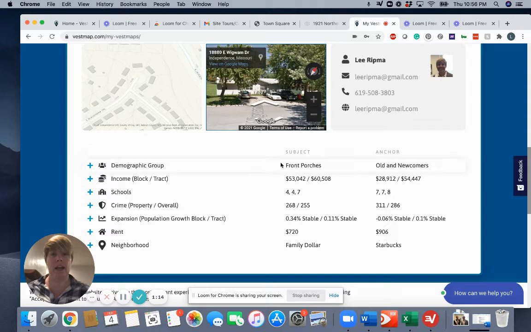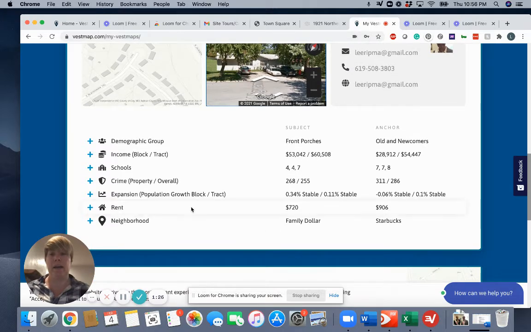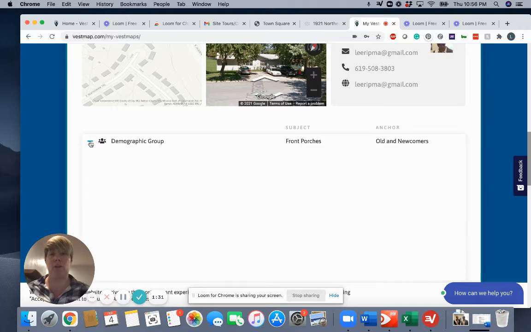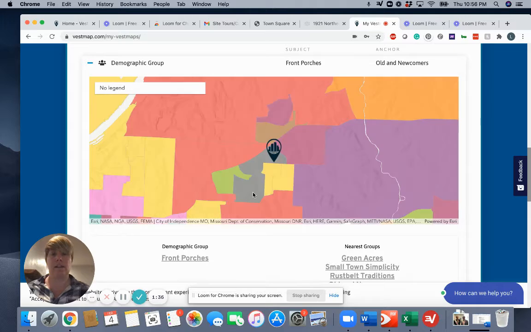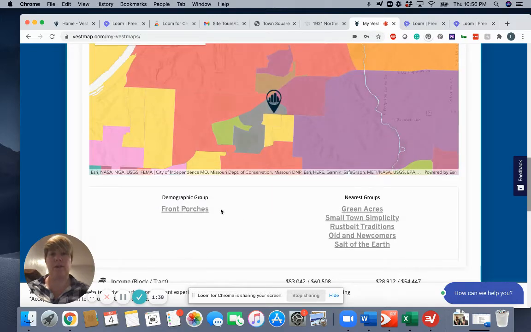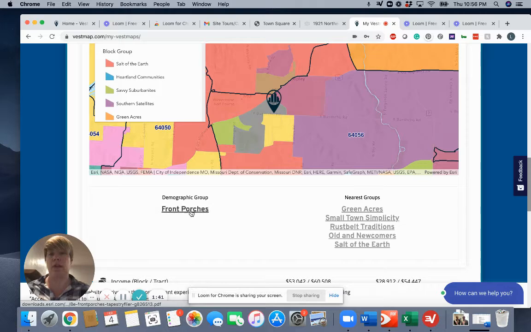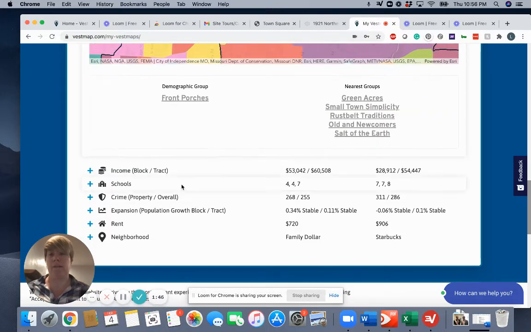And so then I'm looking at, okay, what's the demographic group? What is the income? What are the school ratings? How's the crime? What's the population growth like? What are the rents like? And so we can just go a little bit more into that. In the demographic group, you're going to see here that it's a demographic group called Front Porches. So if you click on this, it's hyperlinked, and you can actually read a little bit more about that demographic group so you can understand who lives in this location, right?